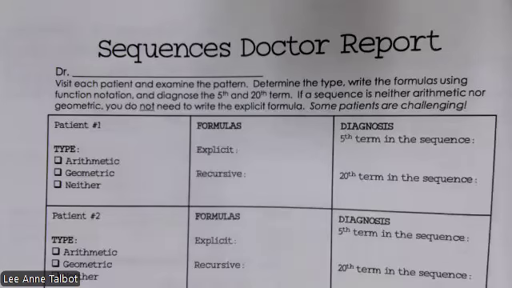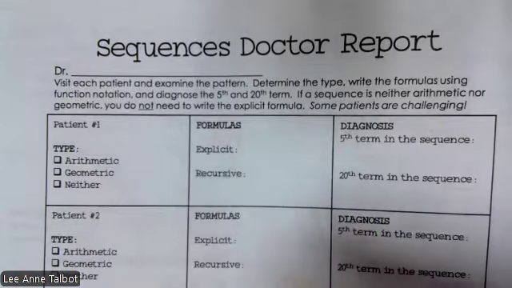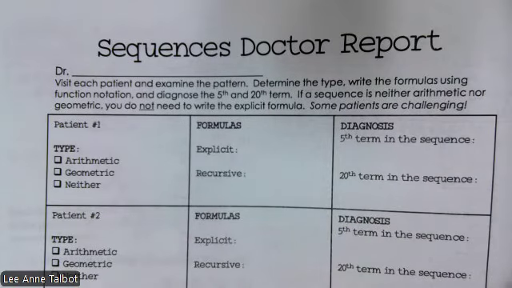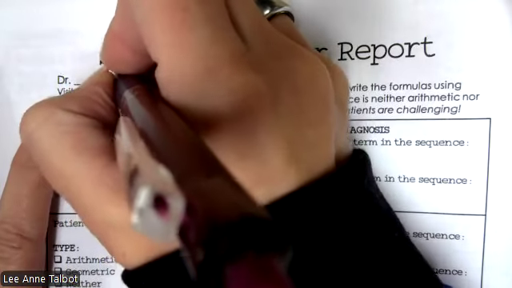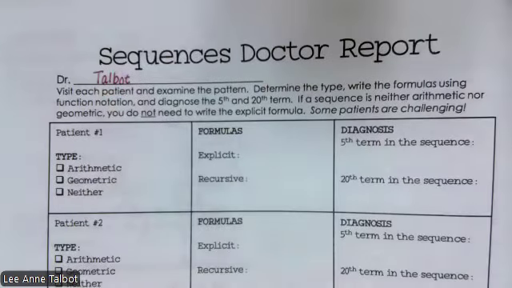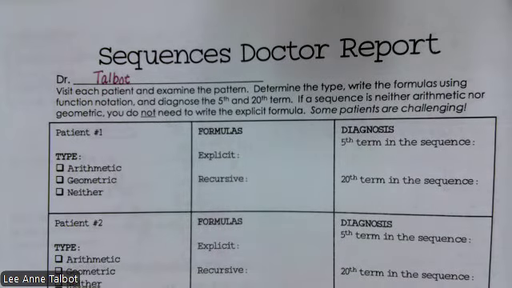Today we're doing the sequences doctor, and it's one of those clue scavenger hunt type deals. It's not a clue thing, but anyway, we're going to do patient 1, 2, and 4 together, just so that I can show you exactly what to do for arithmetics, geometrics, and neither. So we're going to do one of each.